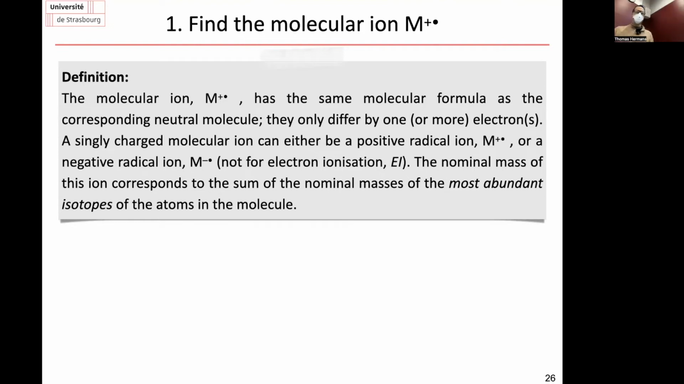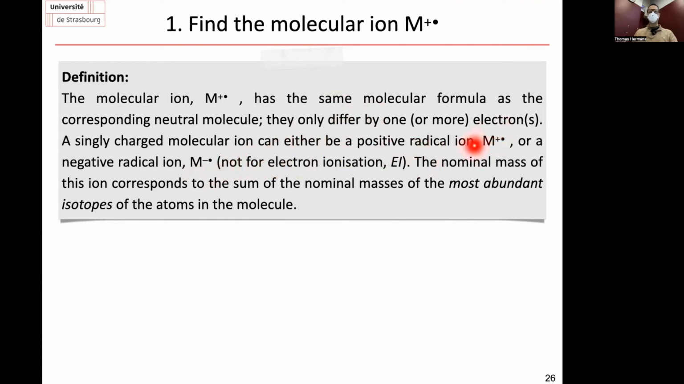Okay, so step 1, you have to find the molecular ion. So that's this radical cation. It has the same formula as your molecule, and they only differ by 1 electron. The mass of an electron is almost nothing, so the m over z that you measure will be basically identical to your molecule's mass.